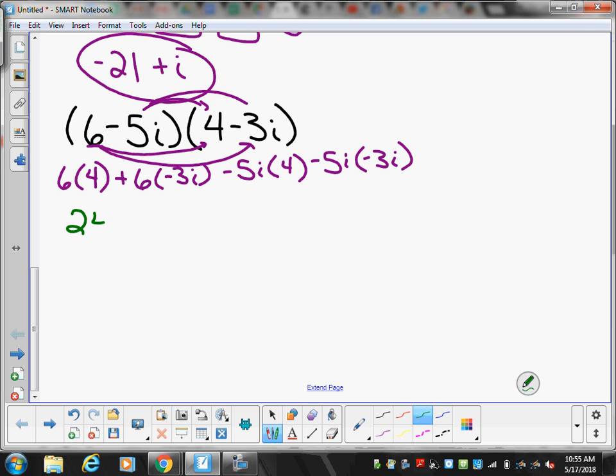6 times 4 is 24. 6 times negative 3i is a minus 18i. Negative 5i times 4 is a minus 20i. And negative 5i times negative 3i is a positive 15i squared.